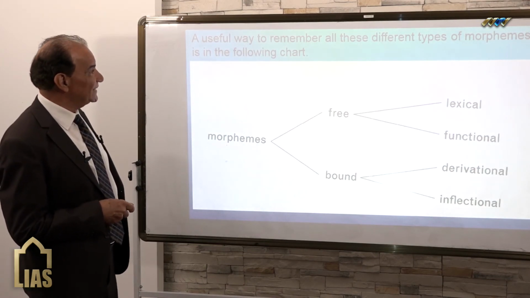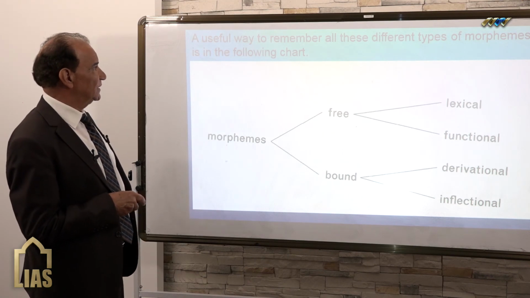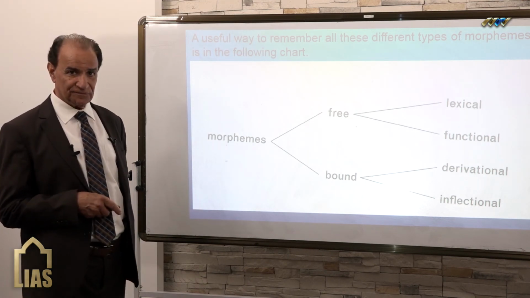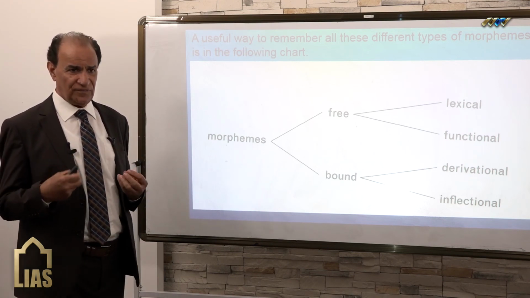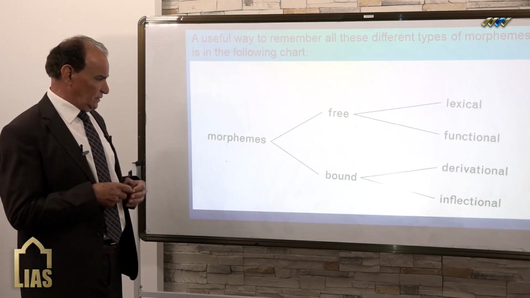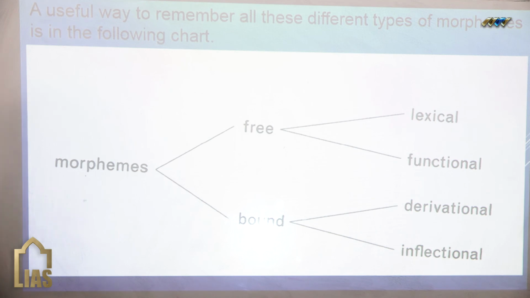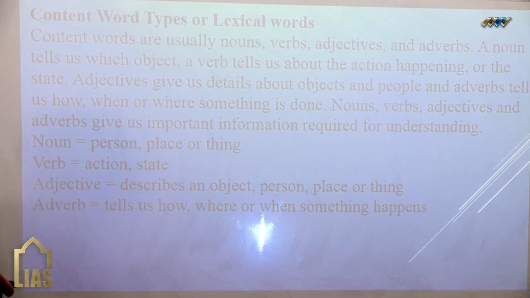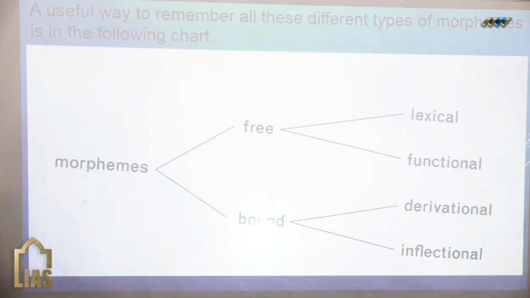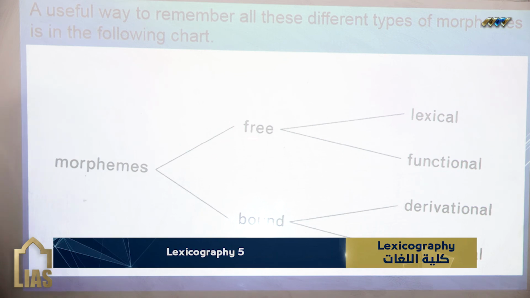Okay, a useful way, and this is very important, to remember all these different types of morphemes. We sum up and give a brief account. You have to study it carefully. It gives you a summary about affixation in English, the prefix and the suffix, and the function of each, in the following chart. Morphemes are divided into two main parts: the free, the root, the lexeme, if you want, the kernel, as Chomsky used.